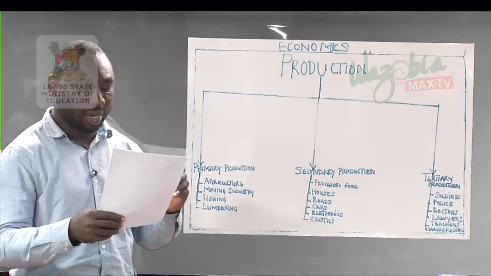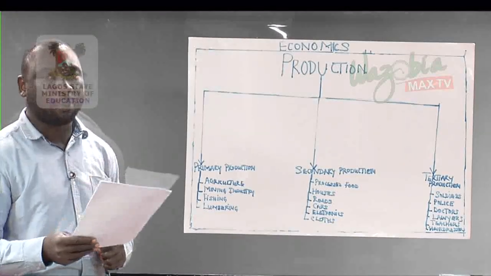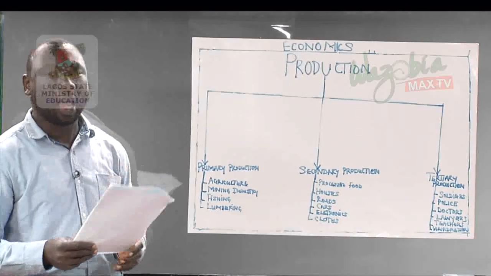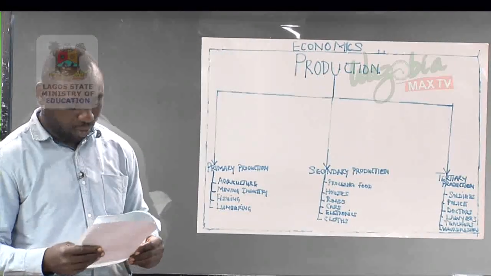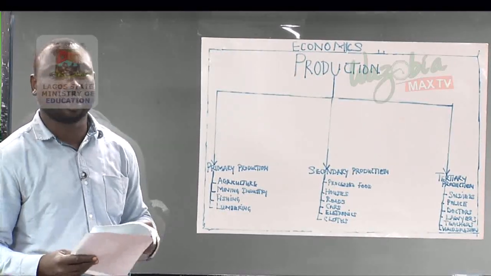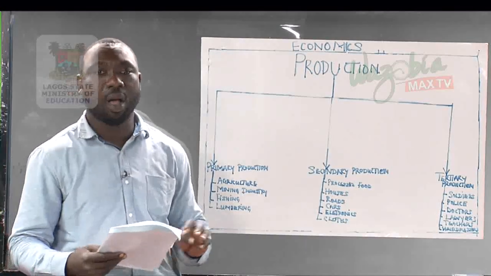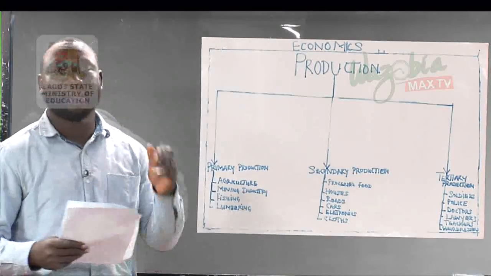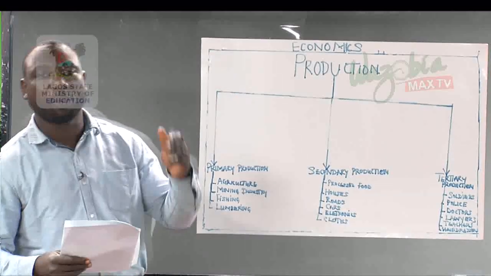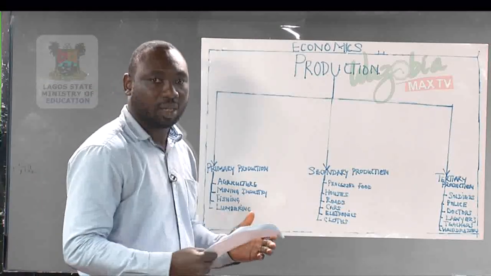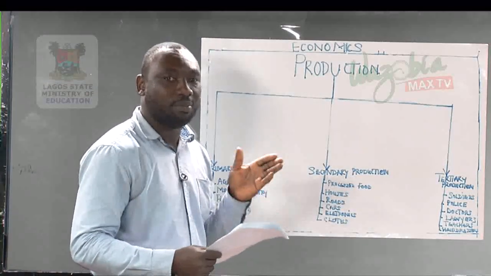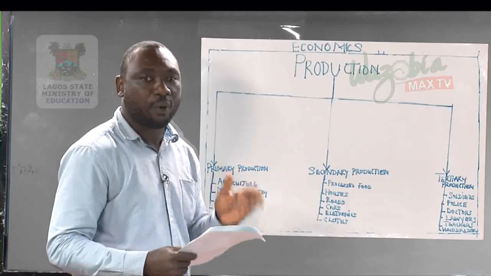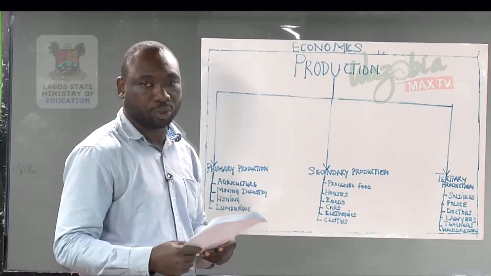Now, from there, we move to types of production. We have two types of production: direct production and indirect production. What is direct production? Direct production is the producing of goods and services that serve the immediate need of the family, or for family consumption.